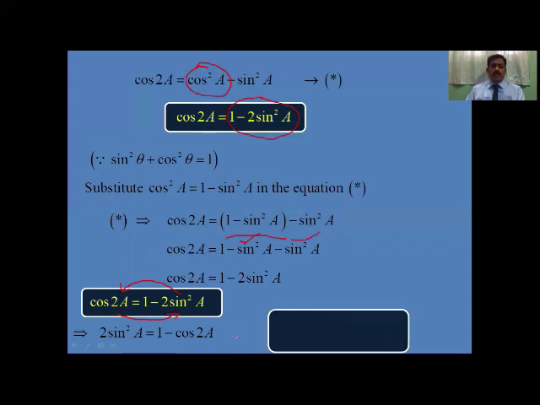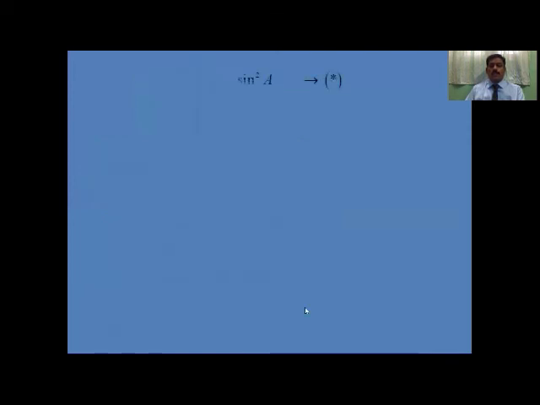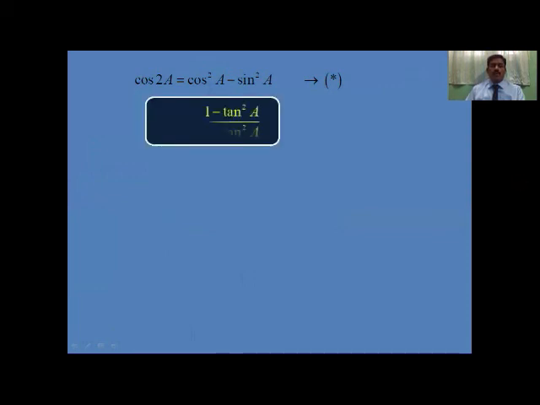From this, we can conclude sin square A equal to (1 minus cos 2A) by 2, by cross multiplying this 2 here. Again, I'm going to use the cos 2A equal to cos square A minus sin square A formula to derive the cos 2A in the form of tan. Cos 2A equal to (1 minus tan square A) by (1 plus tan square A).